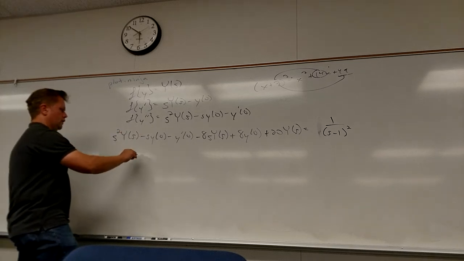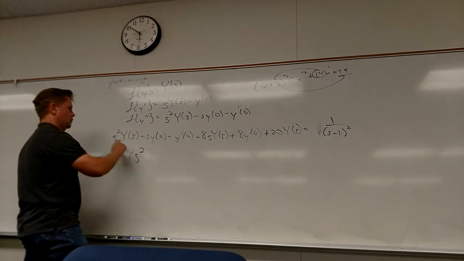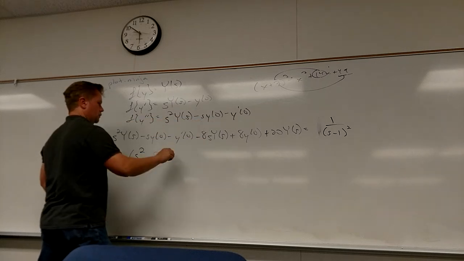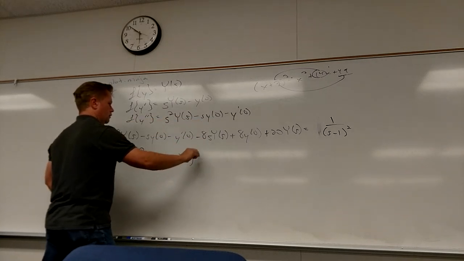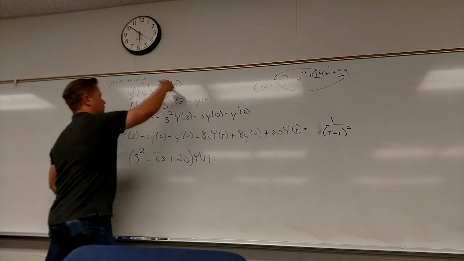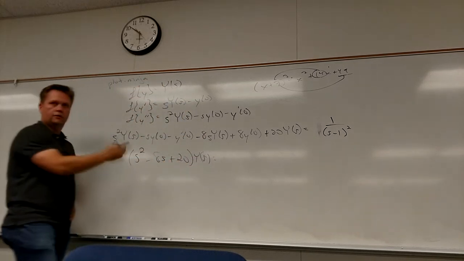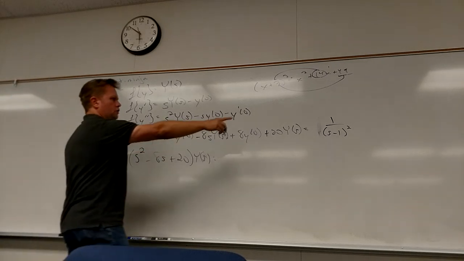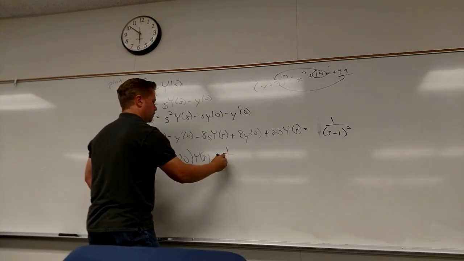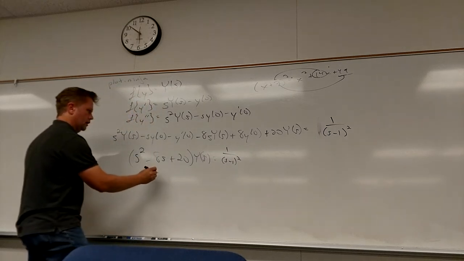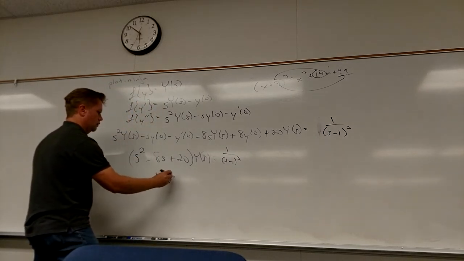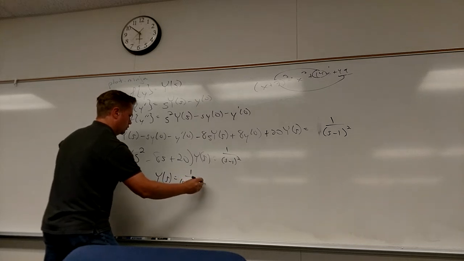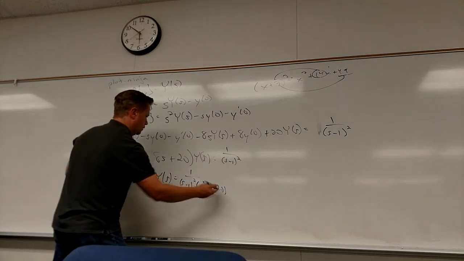So then we have s squared minus 8s plus 20, and that's the thing to look for, that's the look of the original problem, right? That should kind of come out. Equals 1 over s minus 1 squared, so we get 1 over s minus 1 squared times s squared minus 8s plus 20.